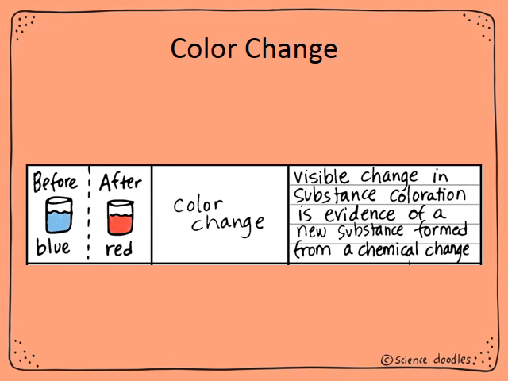Okay, so color change is a visible change in substance coloration, and it is evidence of a new substance formed from a chemical change. So this would be an unexpected change. So if you have one liquid that's blue and you have a powder that's red, you would think when you combine them together that you would get purple, but maybe they react and the color changes to green. Okay, so that could be an example of a color change. Keep in mind, this does not include just adding food coloring to something or coloring something a different color. Those are not necessarily color changes. This is when the materials, like you combine them and they just change color on their own.